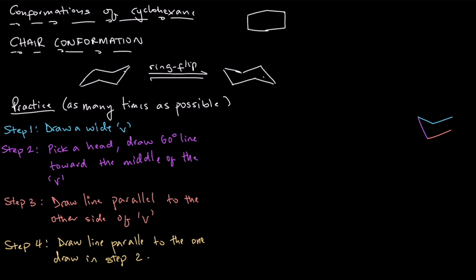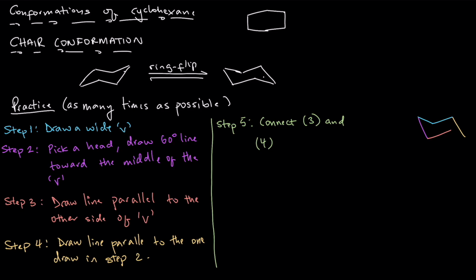Step 4, draw a line parallel to the one you have drawn in step 2. So in this case, we're going to draw a line parallel to the purple line. And what you also want to make sure is that that line reaches to the bottom of that chair conformer, so it looks like you're stopping on the same location height-wise.